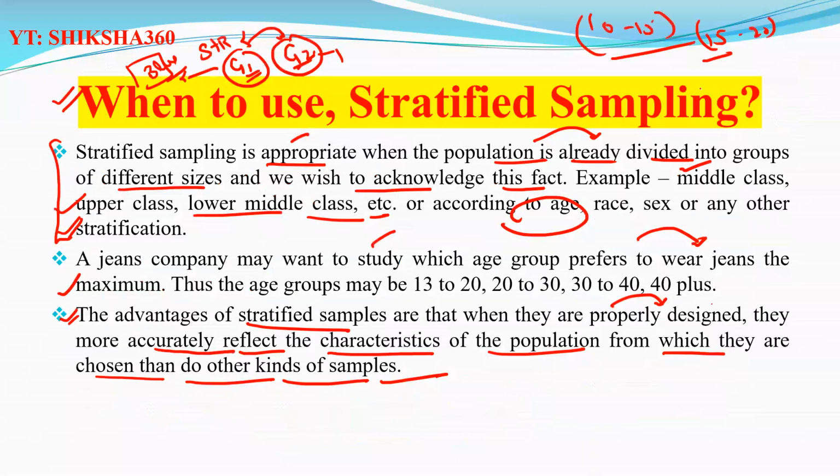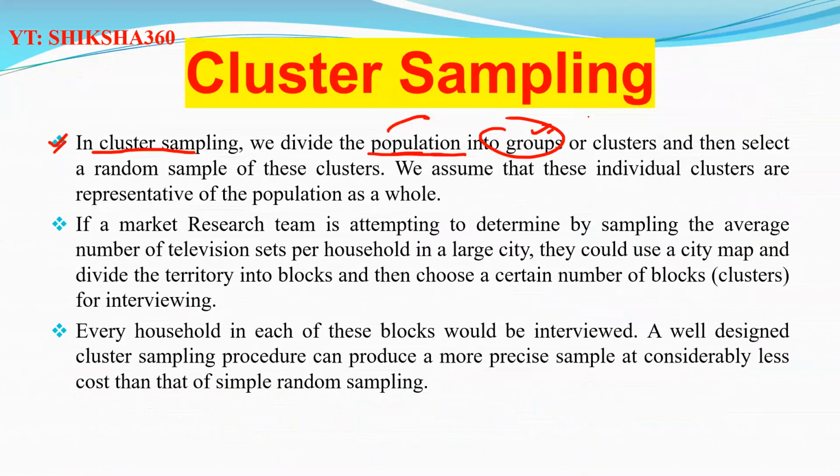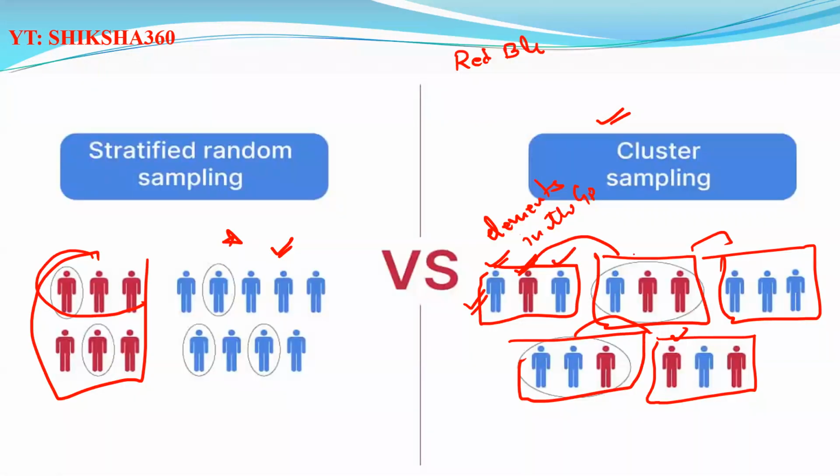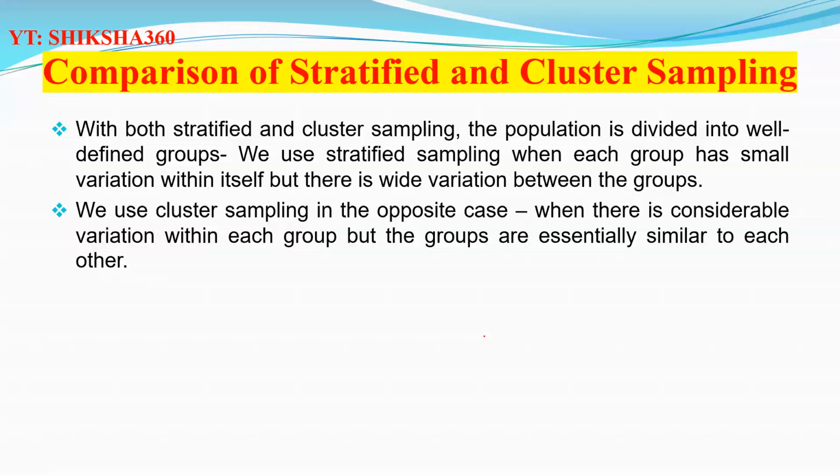Under stratified sampling, we divide the population into relatively homogeneous groups, and under cluster sampling, we divide the population into groups or clusters. This is what we have to understand here. We divide the population into groups or clusters, and then select a random sample of these clusters. So first of all, we divide it into different clusters, say 5 clusters. And after that, we select one of the clusters, like this one or this one. In this way we have to do it.